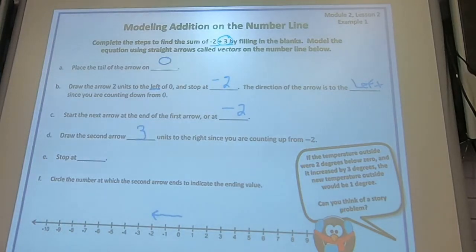So at -2, now I'm going to go 3 units to the right. That's going to take me right here. So my answer is 1. Circle the number on which the second arrow ends. It would be 1. So your page needs to look just like my page.